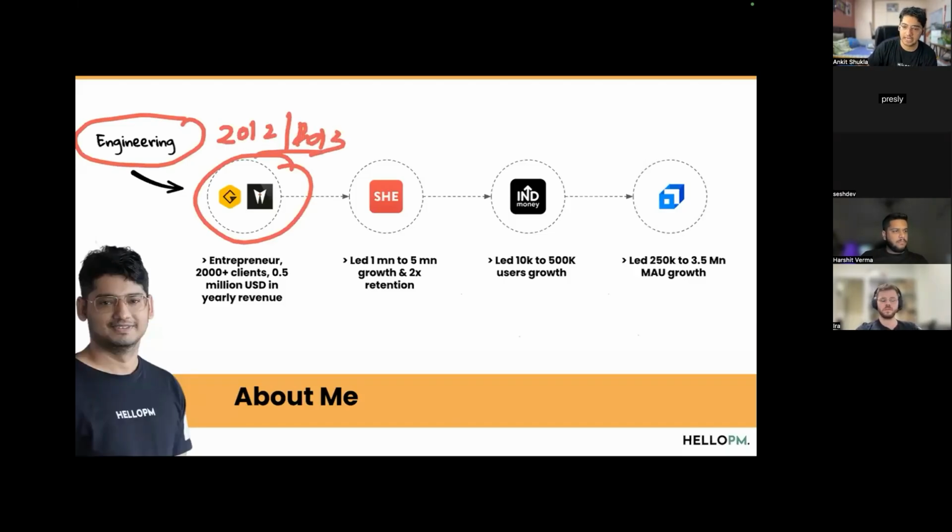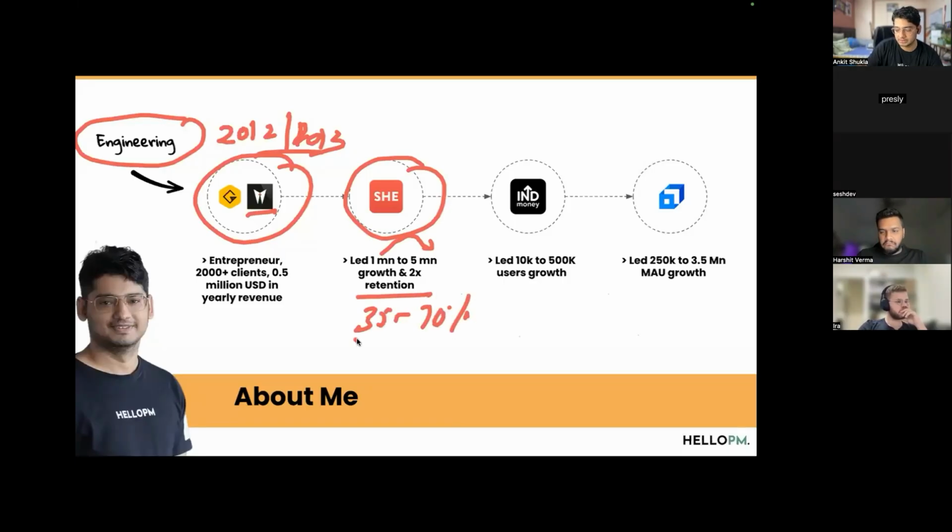After this, I completed my education, started another startup again, and eventually I started working for a company called Shiros. Shiros was the largest social network for women in the world. When I joined Shiros, I was able to take the company from around 1 million users to 5 million users. And I was able to take the retention of the product from around 35% to around 70%, which is day seven retention.